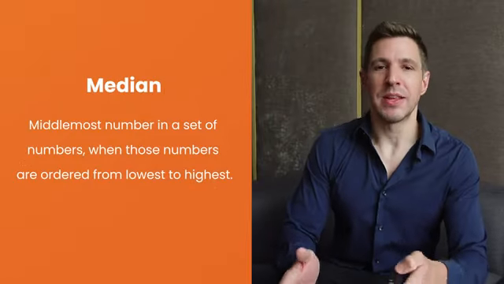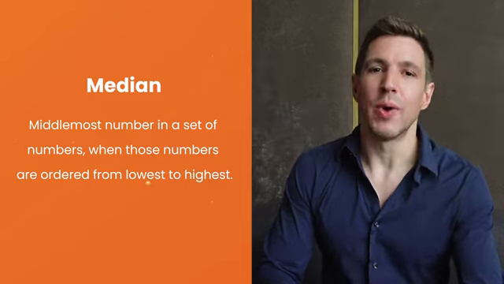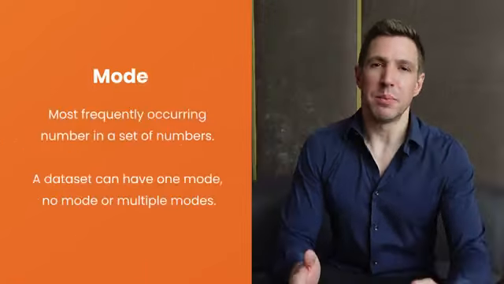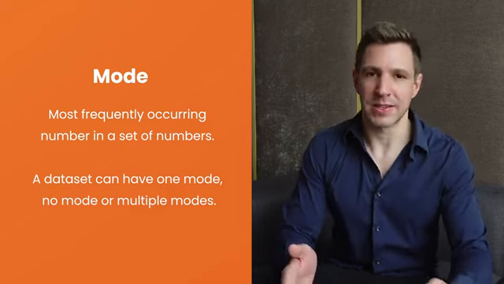The median, on the other hand, is the middlemost number in a range of numbers when those numbers are arranged from lowest to highest. Lastly, the mode is simply the most frequently occurring number in a set of numbers. To make this all a little more tangible, let's take a look at a practical example.